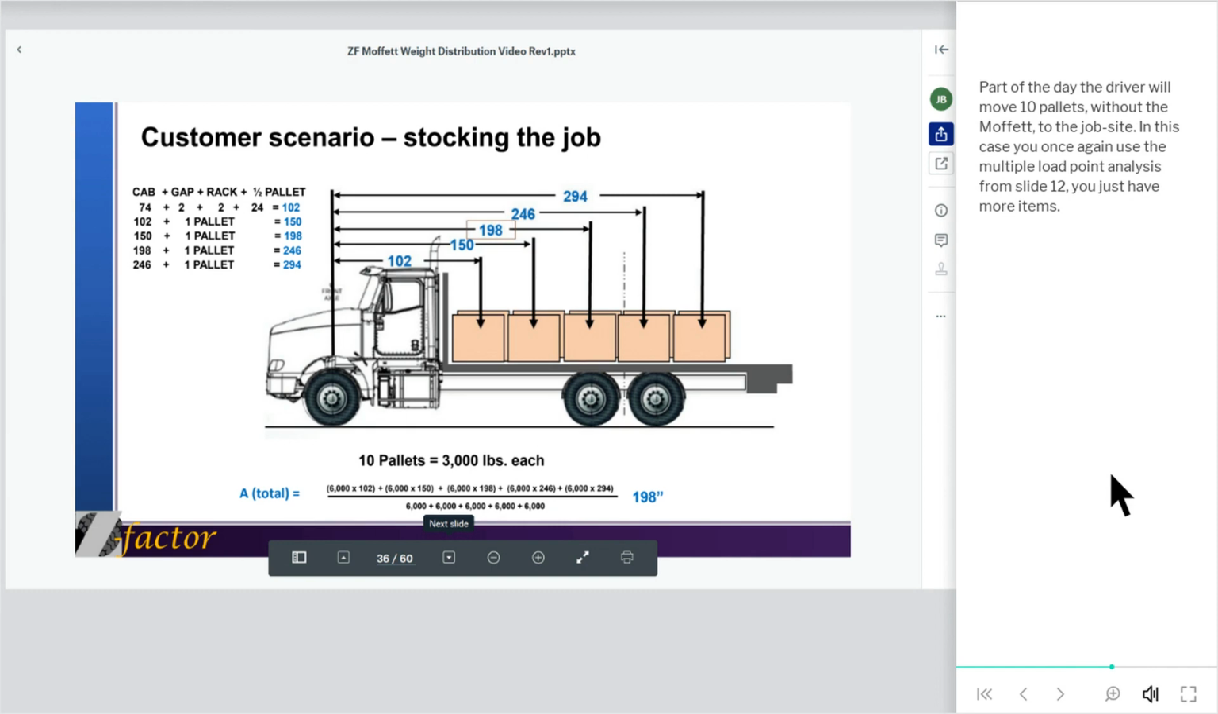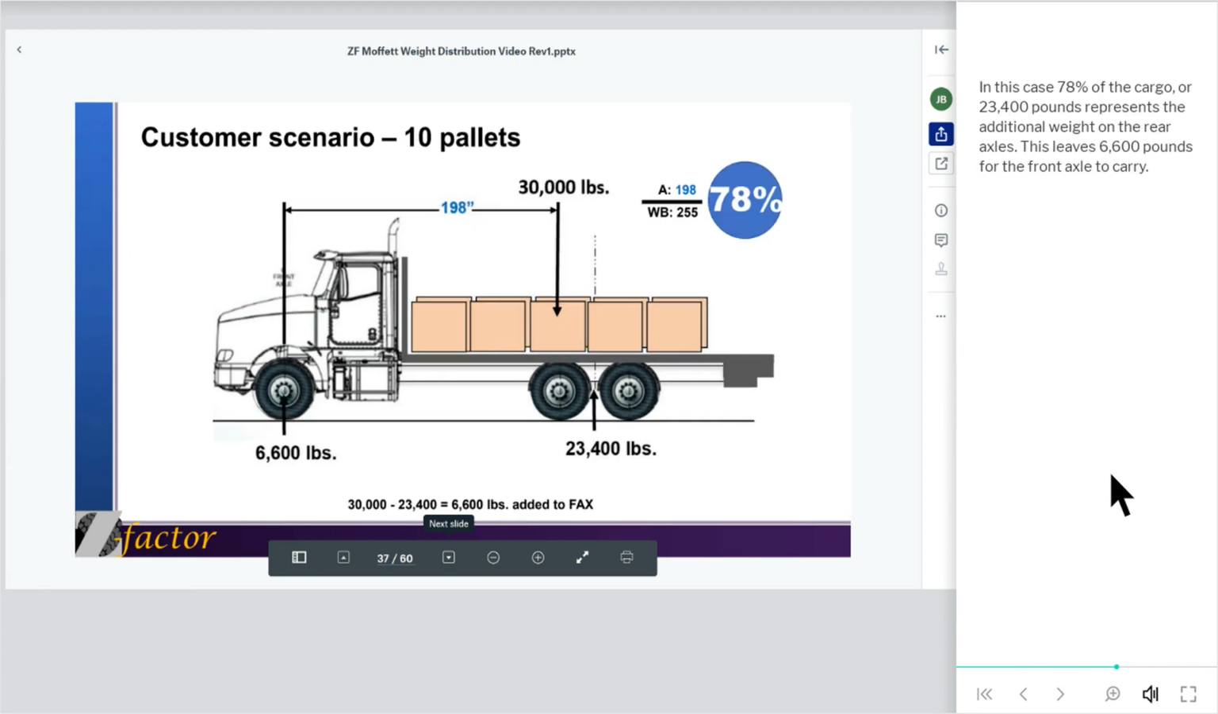Part of the day the driver will move 10 pallets, without the Moffett, to the job site. In this case you once again use the multiple load point analysis from slide 12, you just have more items. In this case 78% of the cargo, or 23,400 pounds, represents the additional weight on the rear axles. This leaves 6,600 pounds for the front axle to carry.